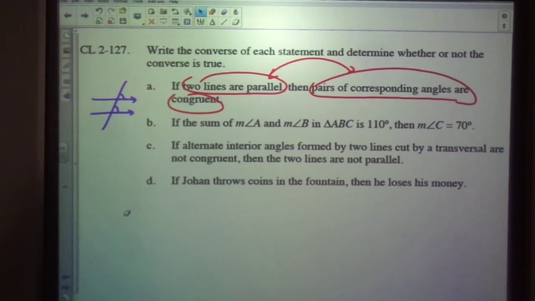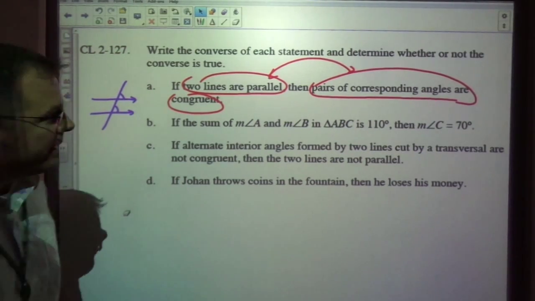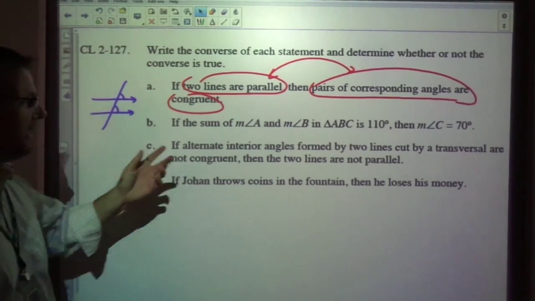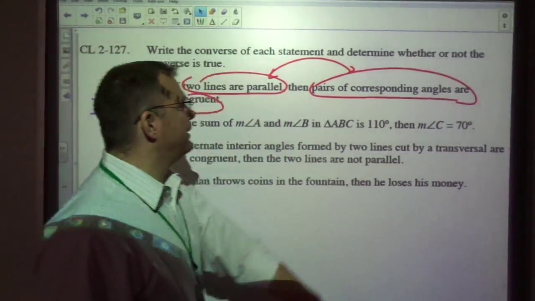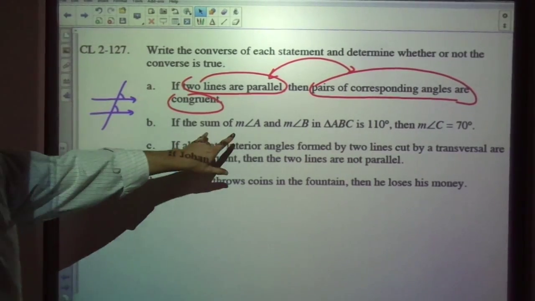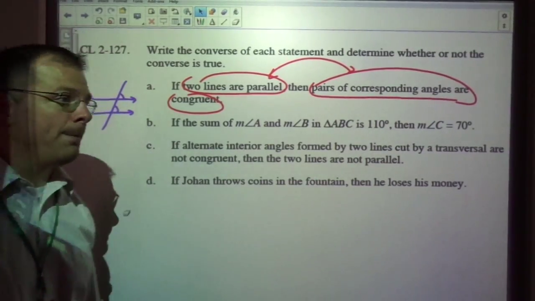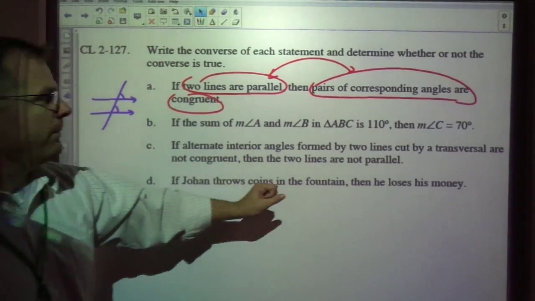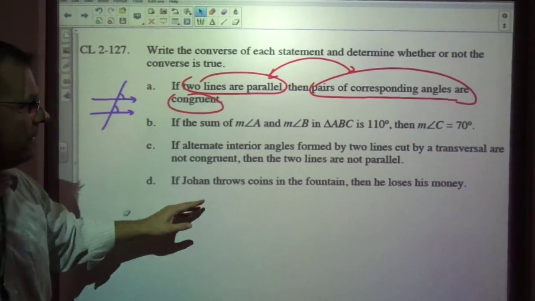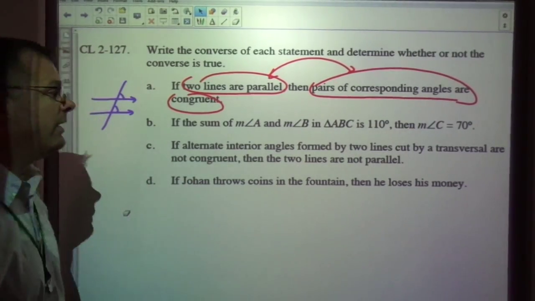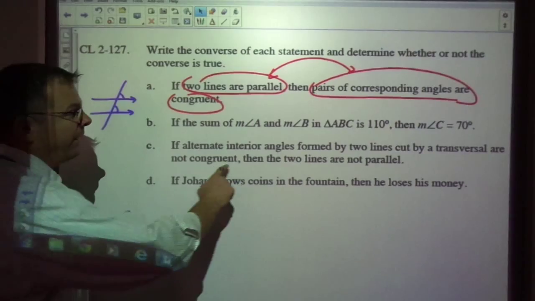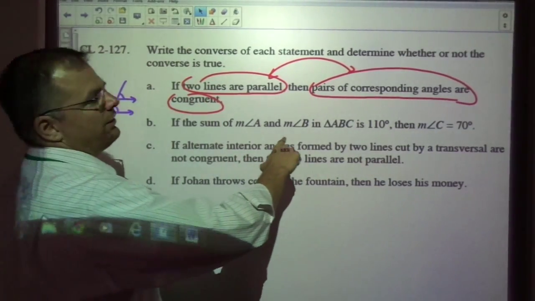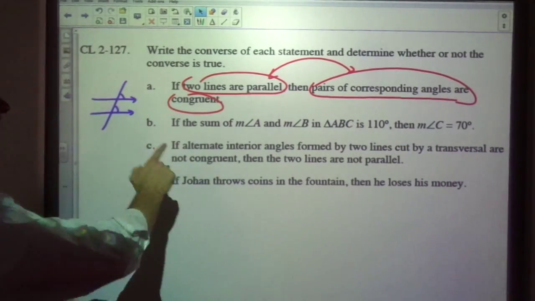If the sum of measure A and measure B is 110, then measure of angle C has to be 70. The converse is, if angle C is 70 degrees, then the sum of A and B is 110. And that's also true. If alternate interiors formed by two lines cut by a transversal are not congruent, the two lines are not parallel. The converse is, if the two lines are not parallel, then alternate interior angles formed by two lines cut by a transversal are not congruent.